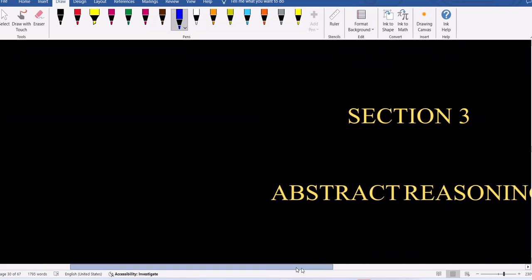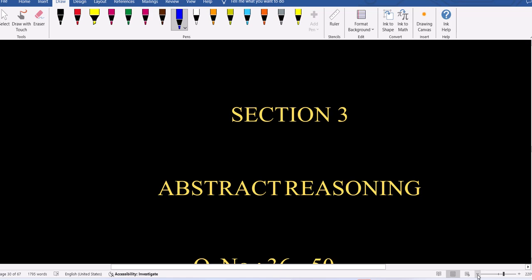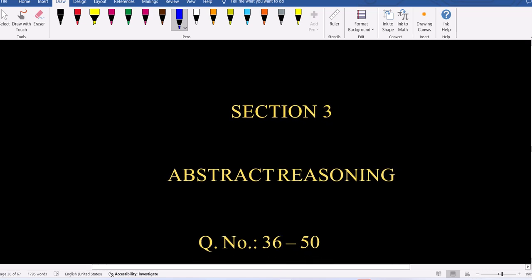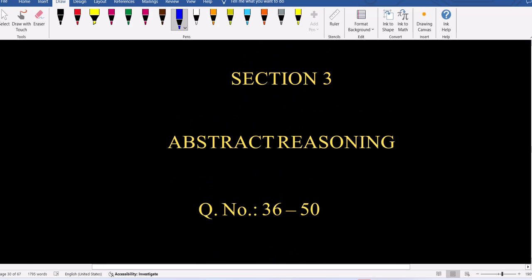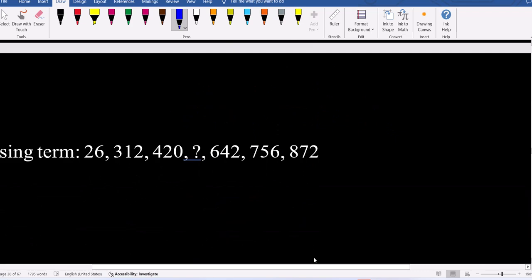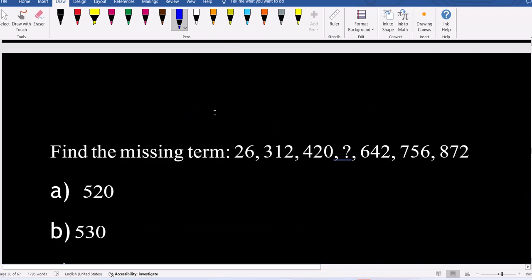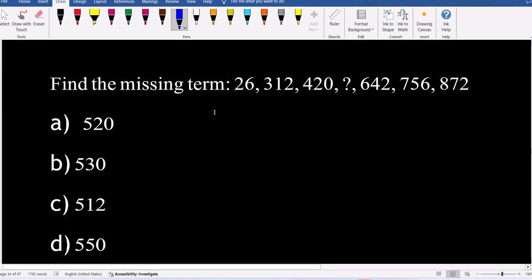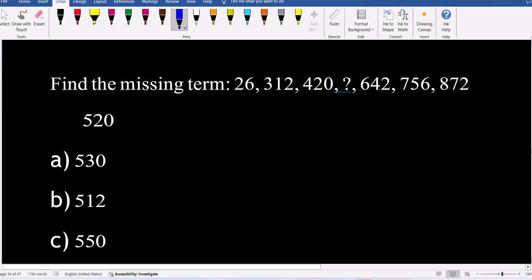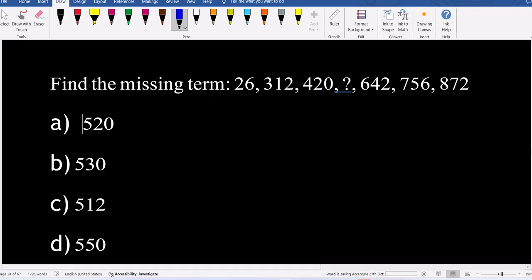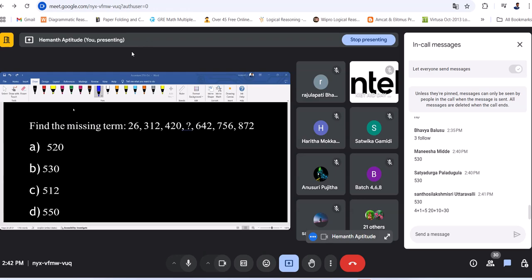Now section 3. Above was one set of the paper regarding section 2. Now section 3, question numbers 36 to 50. See, these are questions 36 to 50 in the exam. Series. So what's your answer? Find the missing term. Everyone try this. 530. Okay.